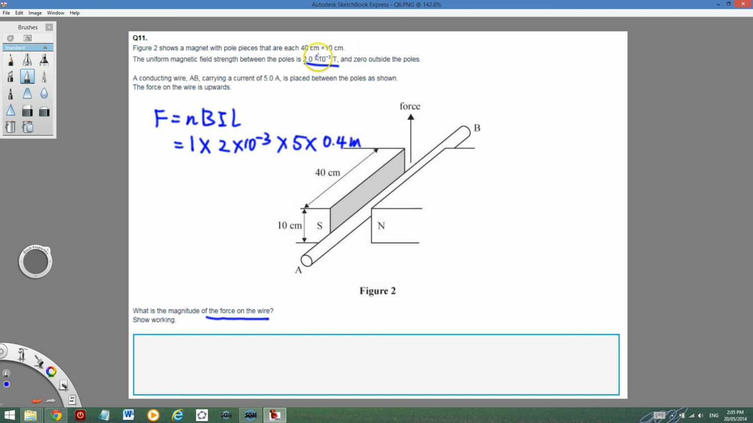Always remember your unit conversion. Type it in, and you have your answer in newtons.